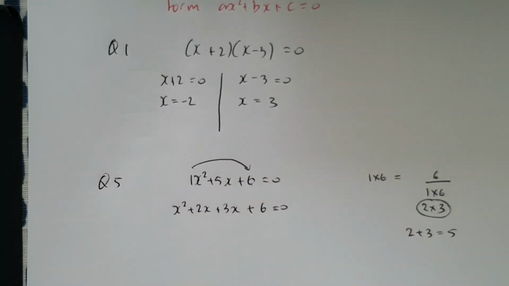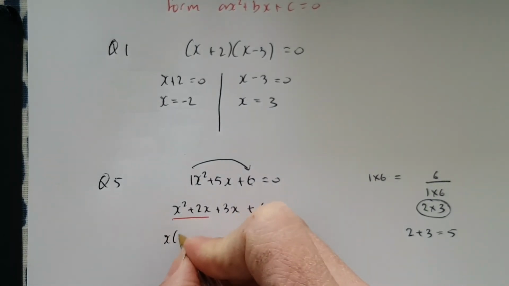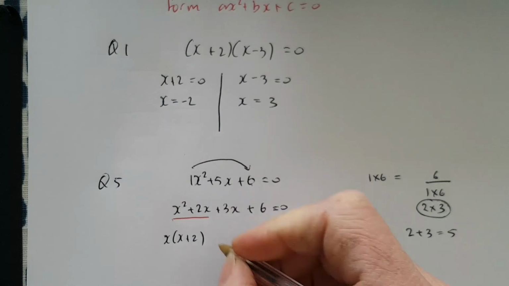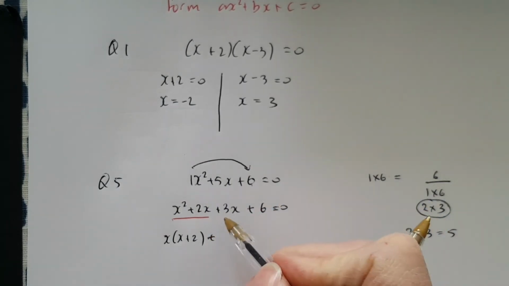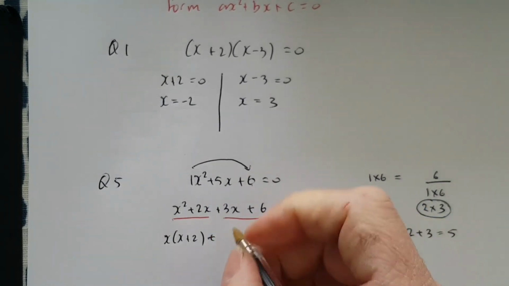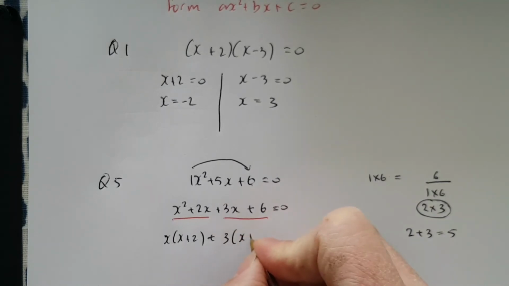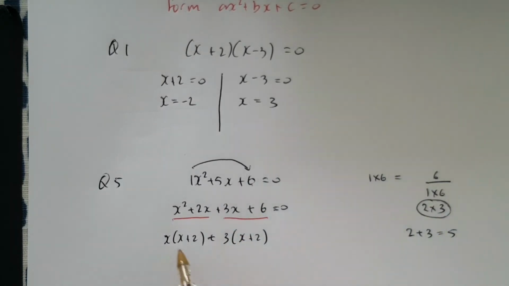Now I can look at the first two terms and get the highest common factor: x outside of (x + 2). Then I look at the second two terms, and again I get the highest common factor, in this case 3, outside of (x + 2). Most importantly, you can see that these two brackets are identical, which means x + 2 is the common factor of both terms, leaving me with (x + 3) inside the bracket, equal to 0.